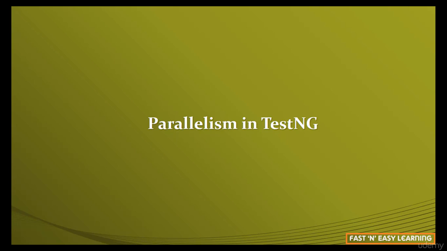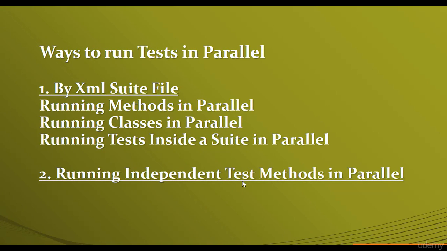So in TestNG, we can achieve parallel execution in two ways. One is by creating an XML suite file, and another is that we can configure an independent test method to run in multiple threads. In the upcoming tutorials, we are going to see the various ways to run tests in parallel. So there are two different ways basically. One is by XML suite file and another one is by running independent test methods in parallel.